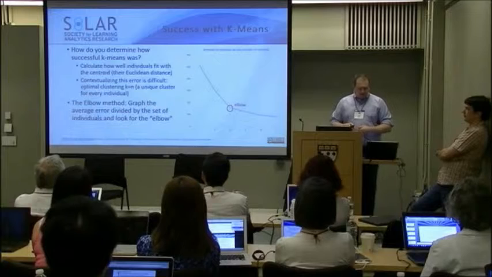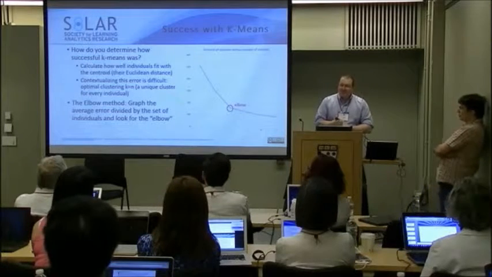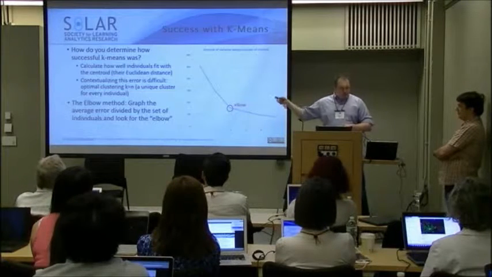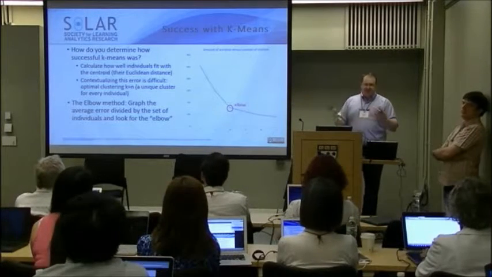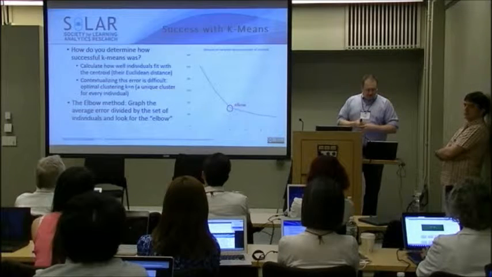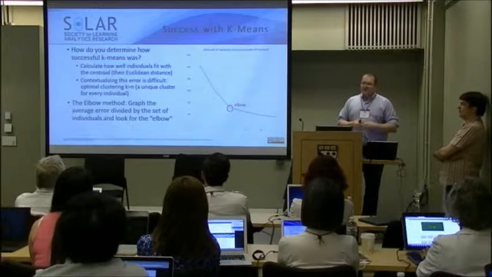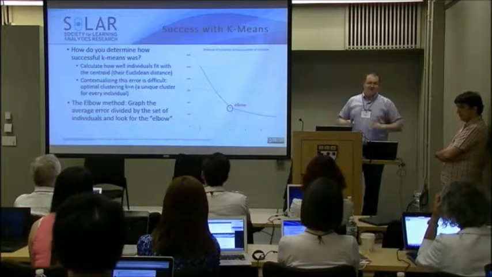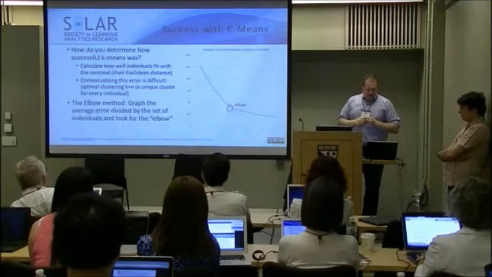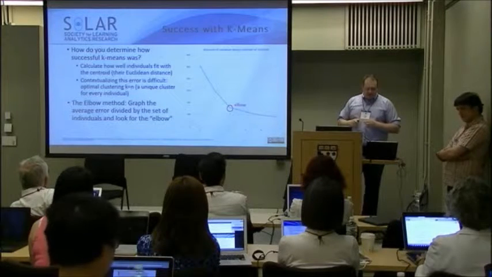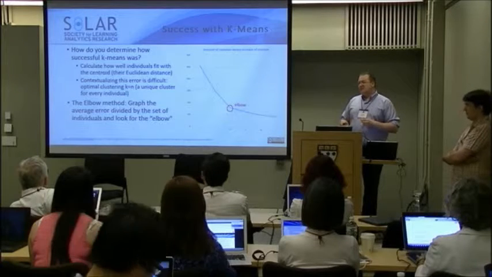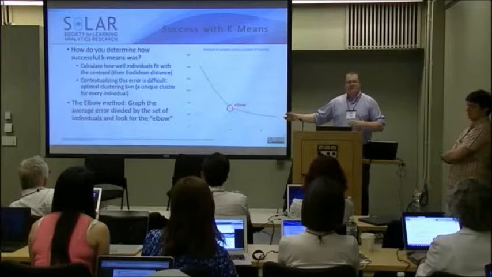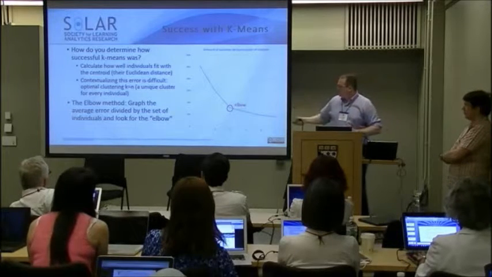And there's also a method called the elbow. The elbow is a method that some people use. You shouldn't over-rely on this method, but it's an analytic method, and a lot of people like it. You calculate how well people fit within their centroid, so that's Euclidean distance, just the distance the people are from the center of that prototype. Then you graph it, and you look at the average error divided by the set of the individuals, and you look for an inflection point in that graph. You can just use Excel, or Weka might even have built-in support for that.